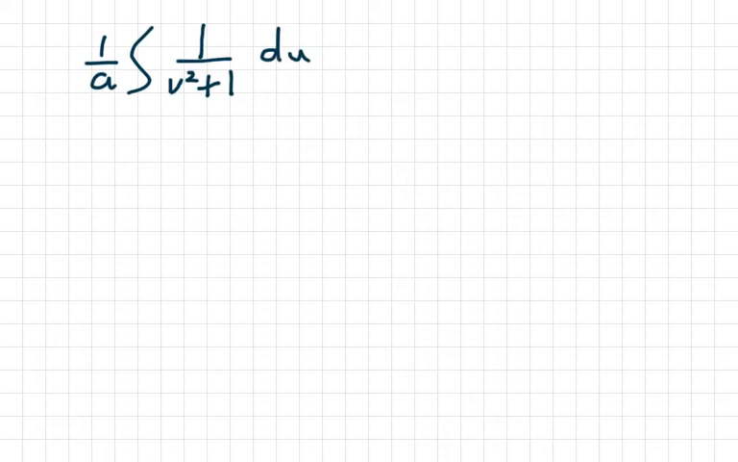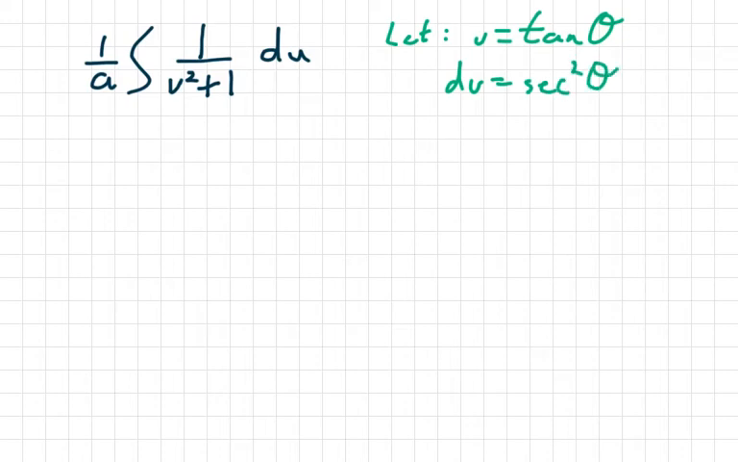Now this is where the second substitution comes in. I'm going to put this one in green here, and we're going to say let u equal tan theta. That's right, tan theta. Okay, so now the derivative of u equals secant squared theta.